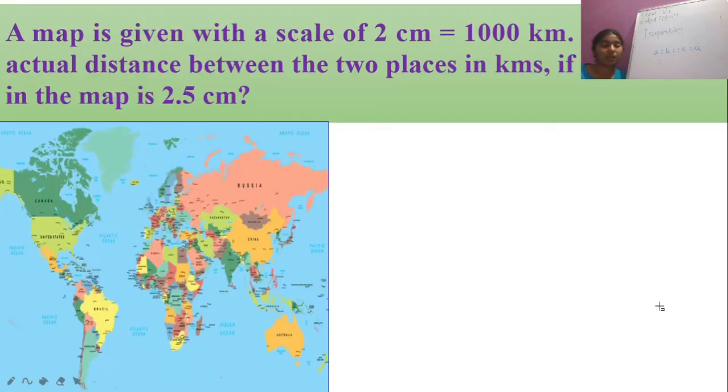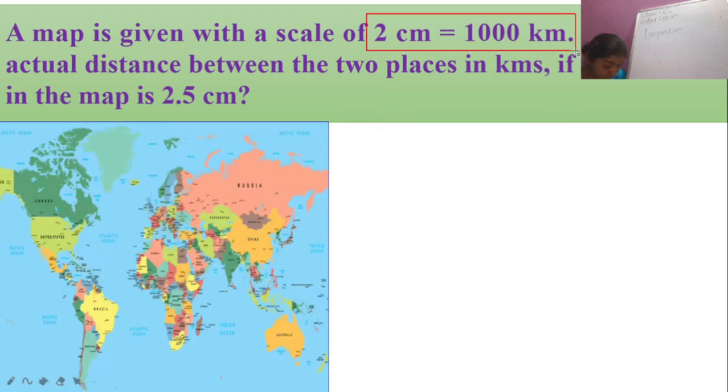So see, we have an interesting question in front of you. A map is given with a scale. The scale is 2 centimeter equal to 1000 kilometer. What is the actual distance between the two places in kilometers if the distance on the map is 2.5 centimeter? So how will we proceed to solve this question? You have to use this scale to find the actual distance between the two places, right?